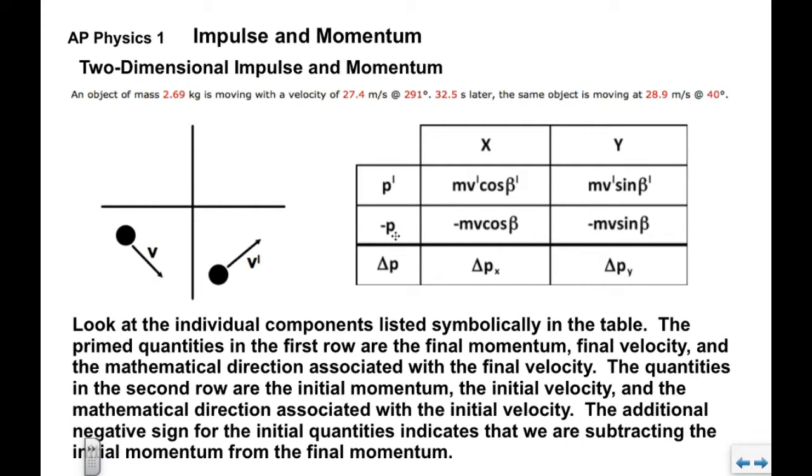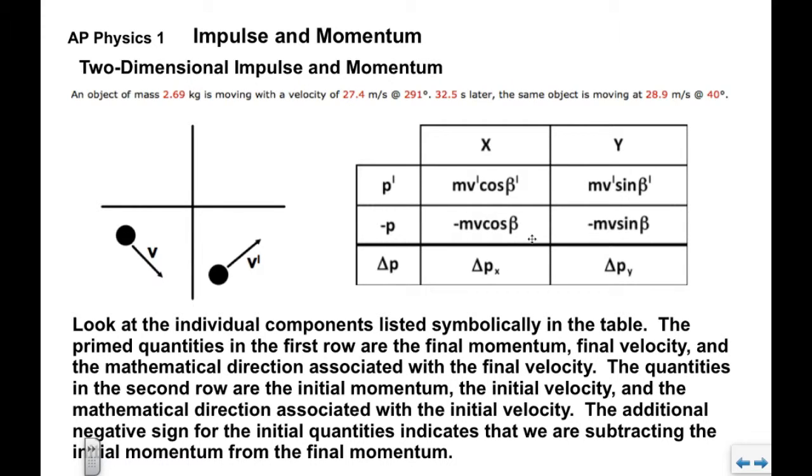When we look at the initial momentum, here's my initial momentum vector mv. Notice that there's an additional negative sign here. That's just to indicate that we're subtracting p from p prime to get the x and y components of the impulse. So we have delta px and delta py.